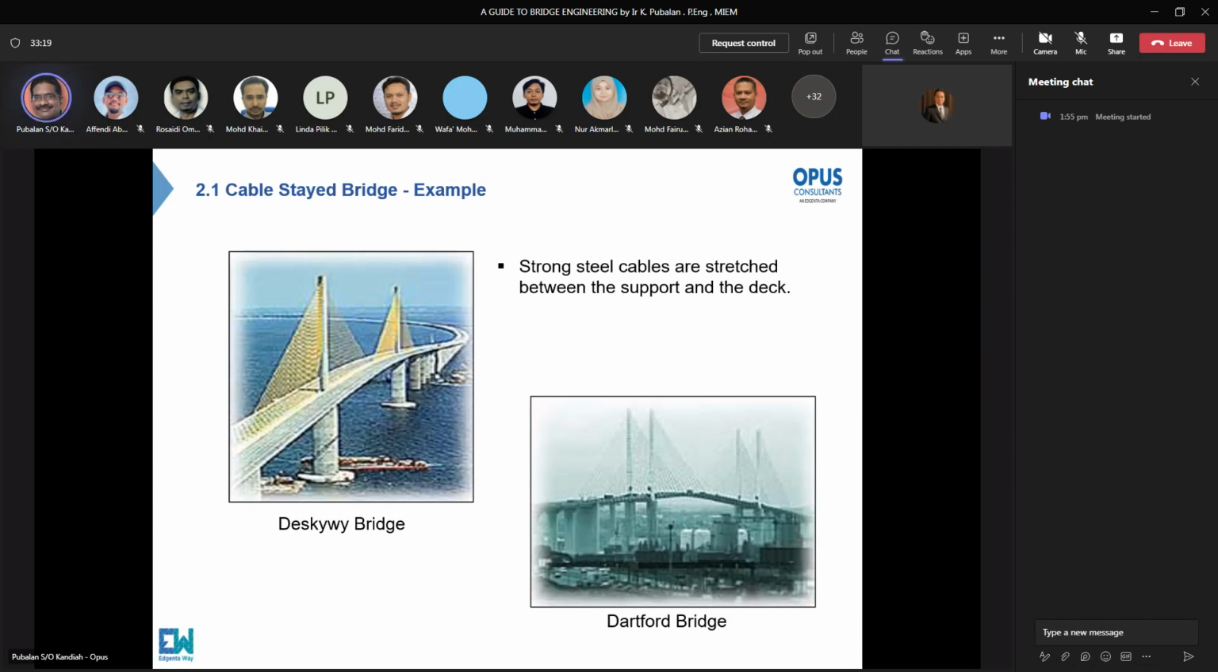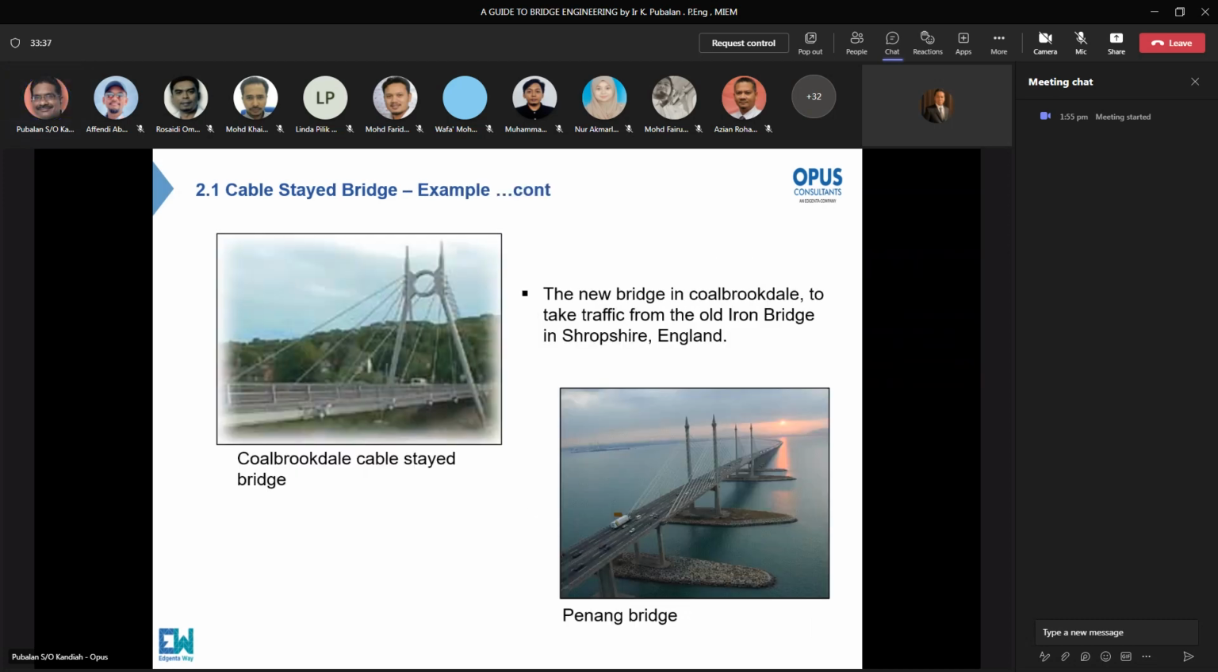Examples of stay cable bridges. Strong steel cables are stretched between support and deck. Although there are many stay cable bridges, it's good that Sarawak is going to have about 4 or 5 major stay cable bridges. It's a small stay cable bridge. We have one, of course, the shape is different. In Putrajaya BR8, it looks more like a violin shape. And here we have our well-famous Penang Bridge.